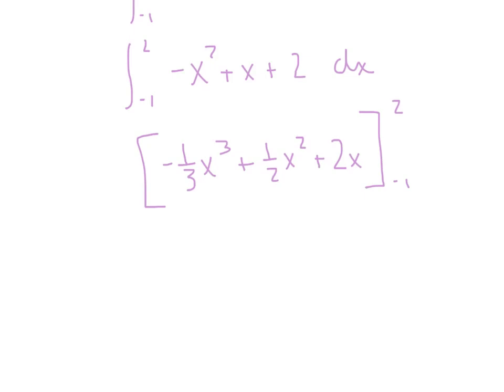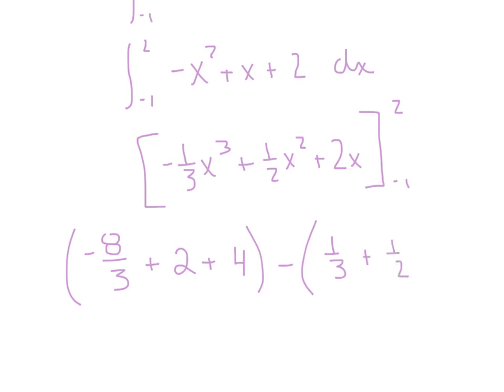Nice thing was no u-sub was needed. Typically when we're doing our area problems there is no u-sub necessary. So I'm going to substitute my 2. I've got negative 8/3 plus 2 plus 4 minus, let's see, I got a negative times a negative. So that's going to be 1/3 plus a half and then finish with minus 2.